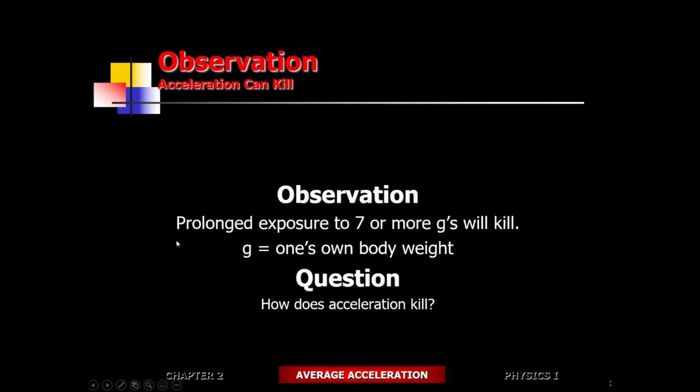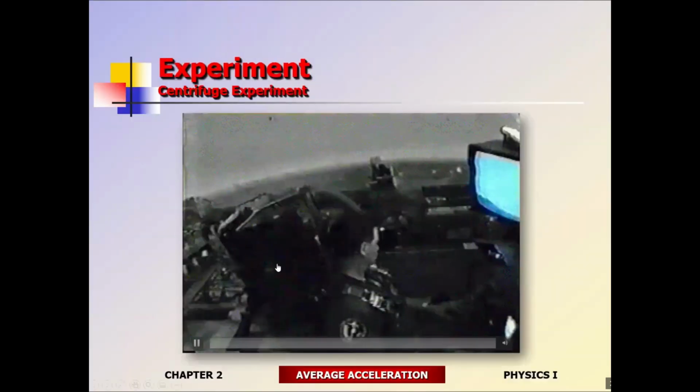Speaking of Gs, 1 G is the same as your own body weight. So what does it feel like to be exposed to 7 Gs? 7 times your own body weight. What does it feel like to be exposed to 10 Gs? 10 times your own body weight. Prolonged exposure to 7 or more Gs will kill you. When we say prolonged exposure, we mean up to a few minutes. So how does acceleration kill? Pilots in training are usually exposed to 7 to 12 Gs.